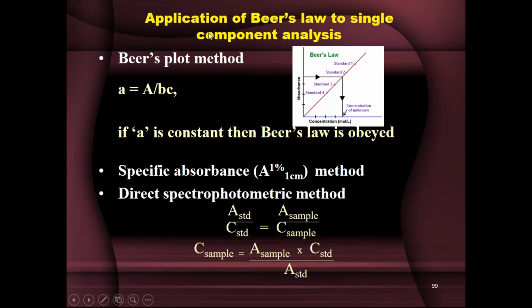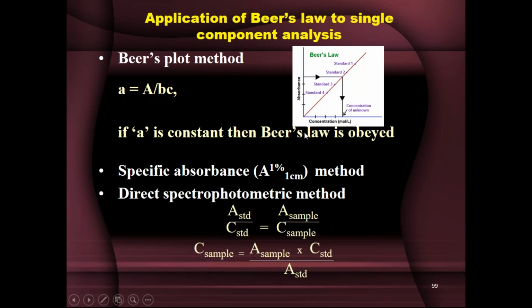So this is a Beer's plot method where we prepare a number of standard solutions whose concentrations are known, and then we plot those concentrations versus their respective absorbance. That is, after measuring the absorbance in an instrument of each of these solutions, if you plot, you get a straight line curve. So this is what will give you the Beer's plot. We have seen this also.